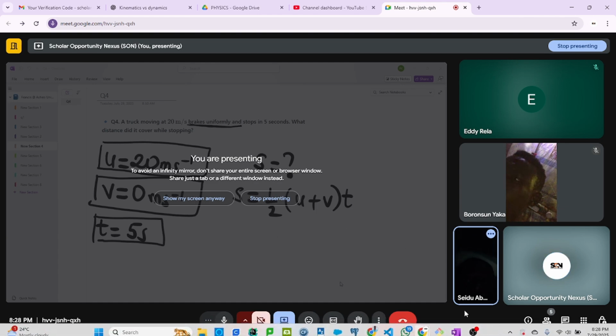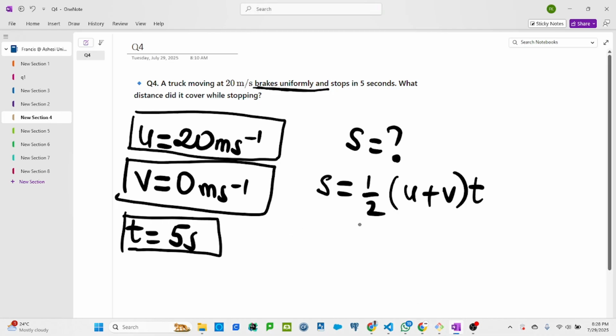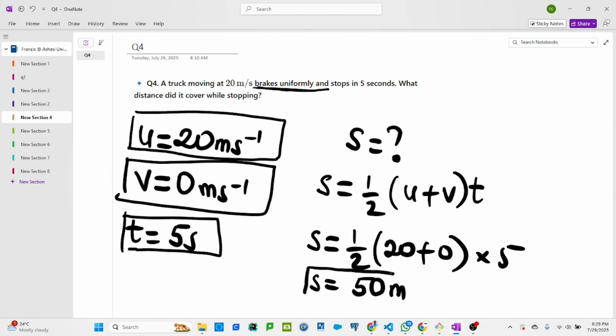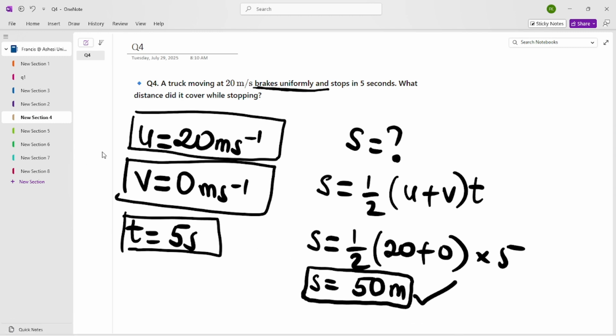Great. So this is the equation that we have. So we need to solve the equation. What are we going to have? If I put this in, half, u is 20 plus 0, times t which is 5. So if I do this, I'm going to have 50 meters. Is that correct? Yes, that's correct. 50 meters. That's the answer.